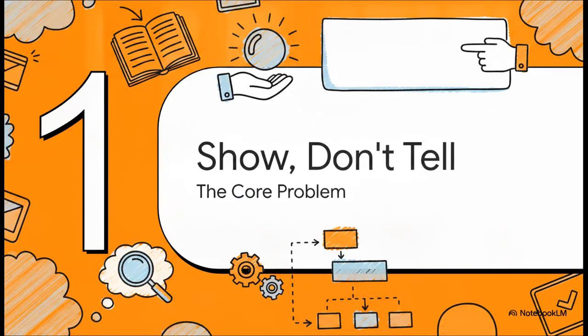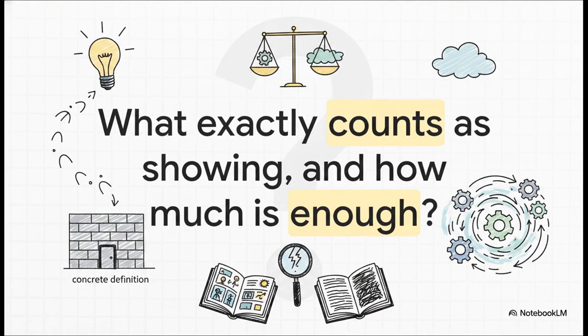All right, starting us off with section 1, the show don't tell problem. We've all heard it, right? Show don't tell. If you've ever taken any sort of creative writing class, it is universally the most common and honestly the most frustrating piece of advice you'll get. Because let's be real, what exactly counts as showing? And how much is enough? When does a shown detail cross the line and just become, well, retelling?